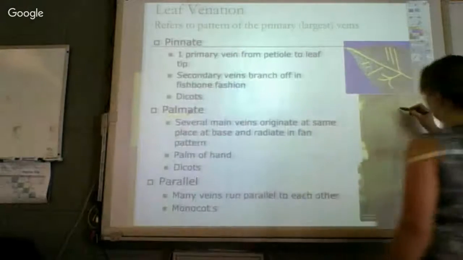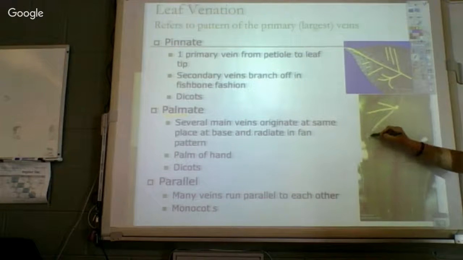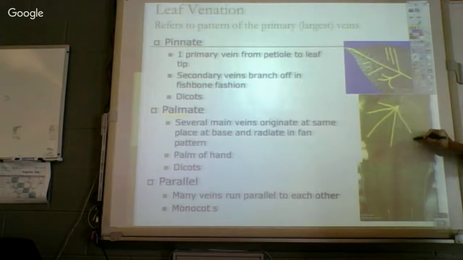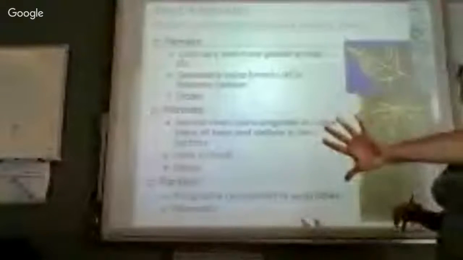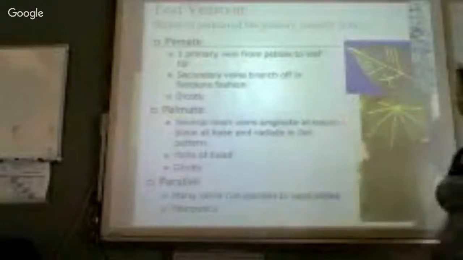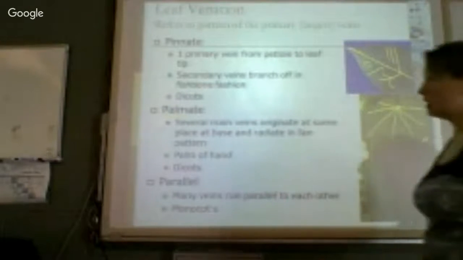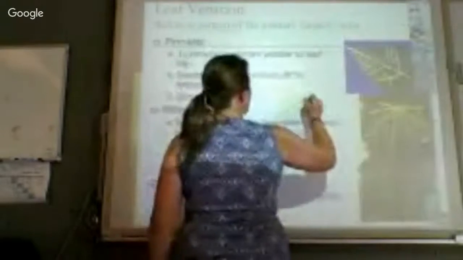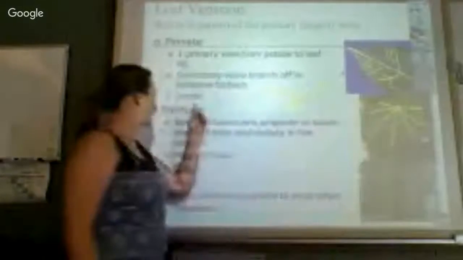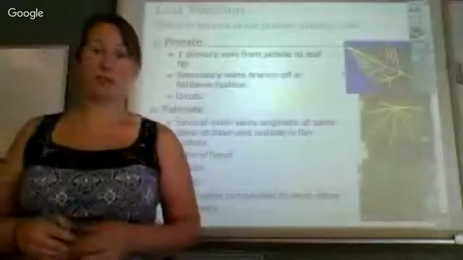So here's the base of this leaf where the petiole attaches. There's main veins running out from that base. So I think of the palm of your hand. Your bones are coming out from the base of your hand: palmate. Both of those two, pinnate and palmate, are dicot. And it says that here, dicot. If you see a leaf and it has one of those types of veins, it's a dicot plant.